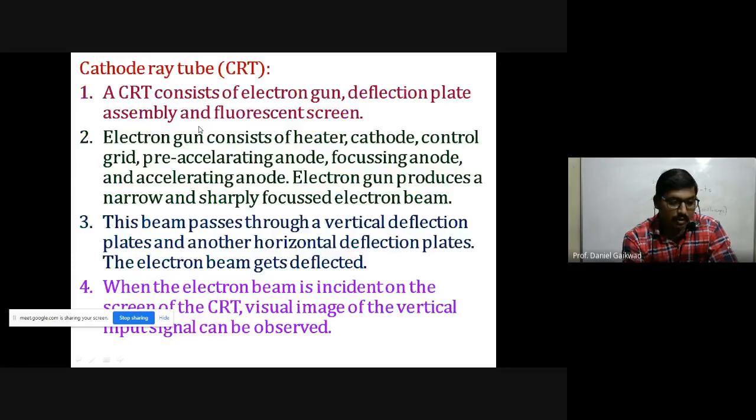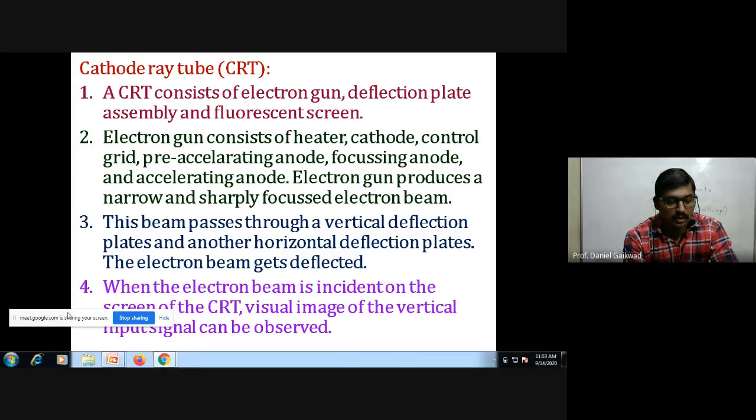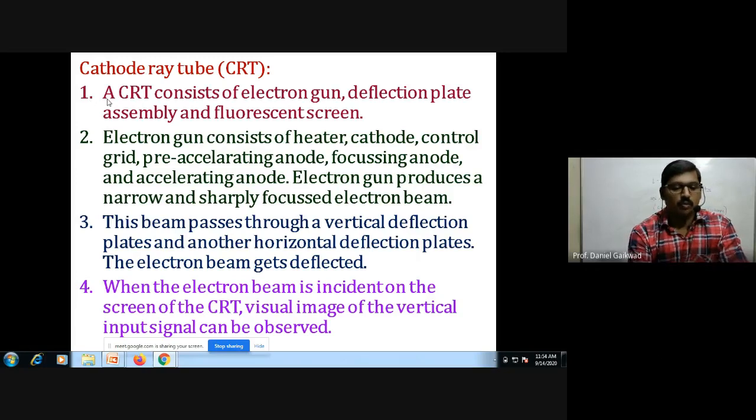Now check carefully. Next is the CRT, that is the cathode ray tube. Already we have learned the detailed understanding of this particular topic, the CRT. So what is given in short? First, a CRT consists of an electron gun, deflection plate assembly, and fluorescent screen.